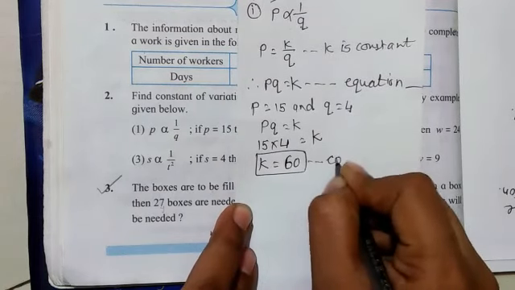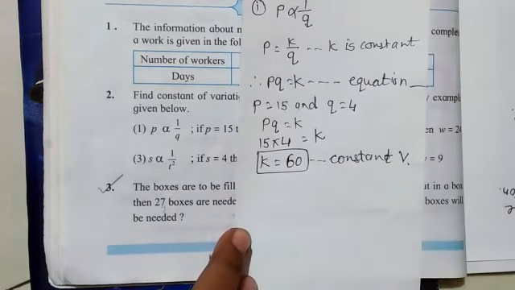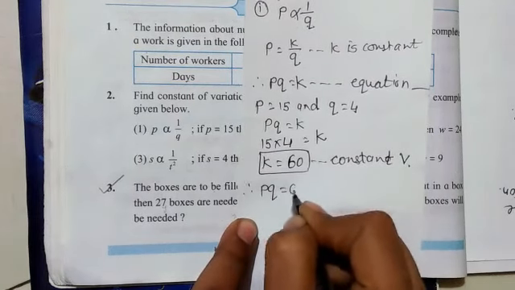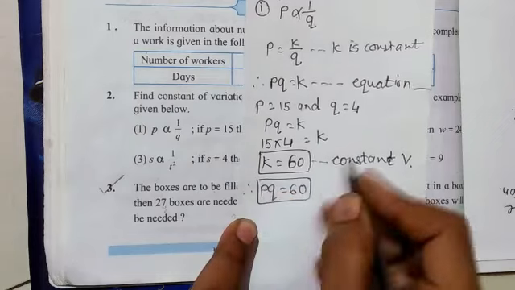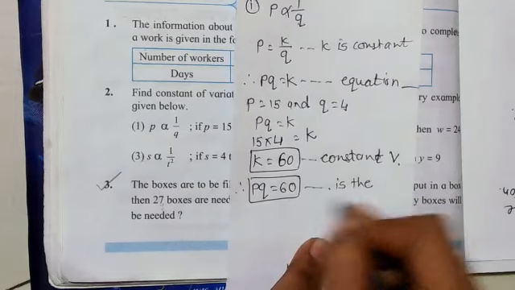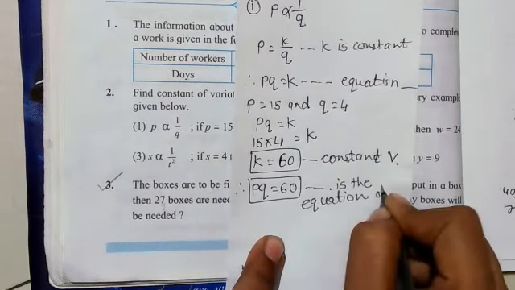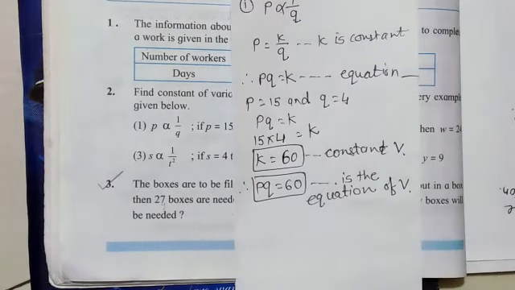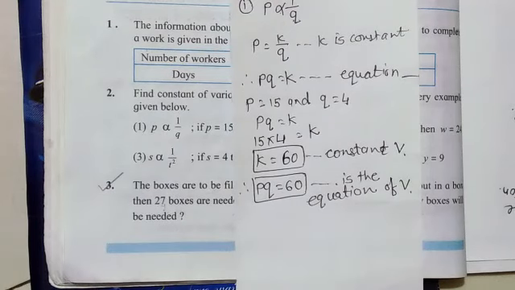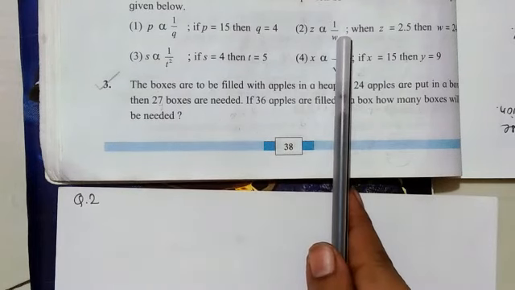This is the constant of variation. And what will be the equation? Yes, PQ is equal to 60. This is the equation of variation. Got it, students? This is the answer of this first question. If you want, you can take the screenshot. In the same way, you have to solve the second, which is a very easy one.